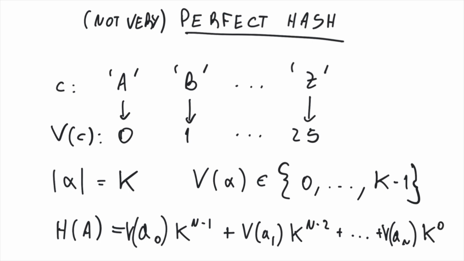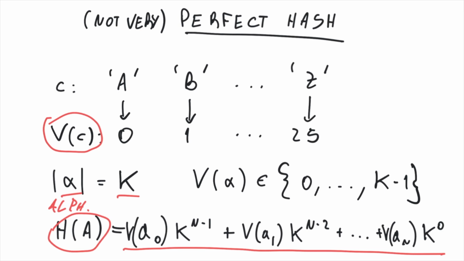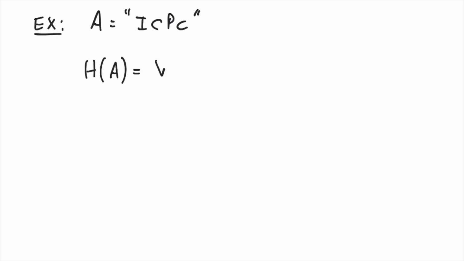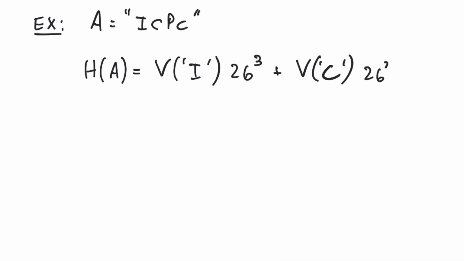So, summarizing, we define the perfect hash by assigning a value to each character, and then for an alphabet Alpha of size k, we consider the hash to be the number corresponding to the string in base k. So, for example, let's say you have the string ICPC, then the hash of this string is just the value of the character I times k, which I'll usually assume is 26, to the power of 3, plus the value of C times 26 squared, plus the value of P times 26, plus the value of C again.